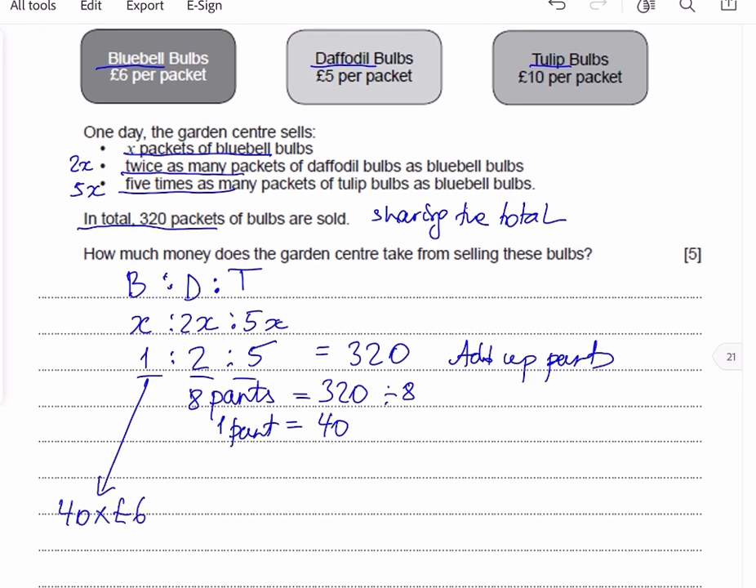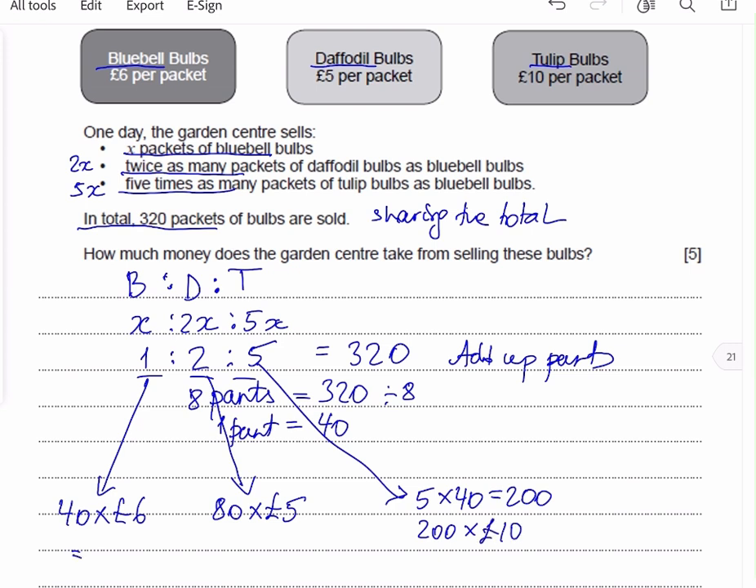So 40, and we're going to multiply it by the money now per packet. So 40 times 6. For daffodils, we're going to multiply 2 lots of 40, 80, by the price, £5. And then tulips, we have 5 parts, 5 times 40, 200. And we're going to multiply 200 by the price, £10. So they all have different prices, so make sure you multiply them by the prices shown.